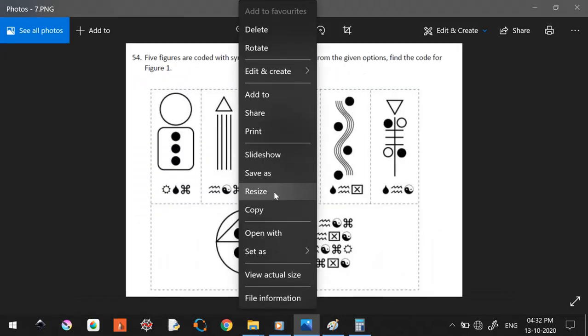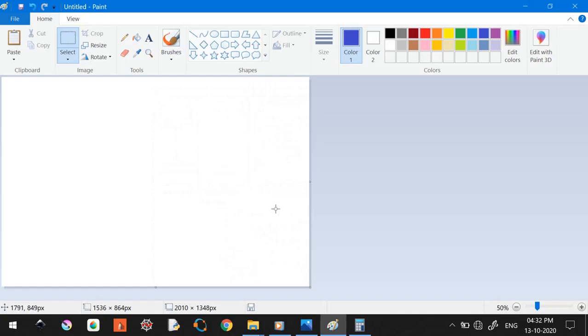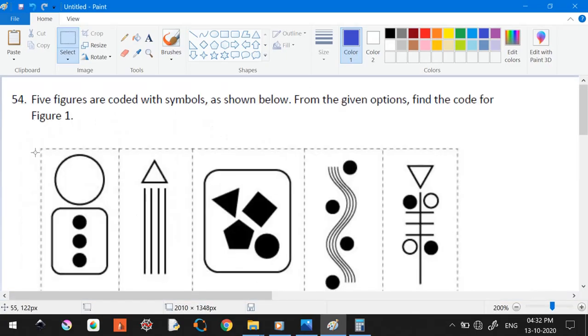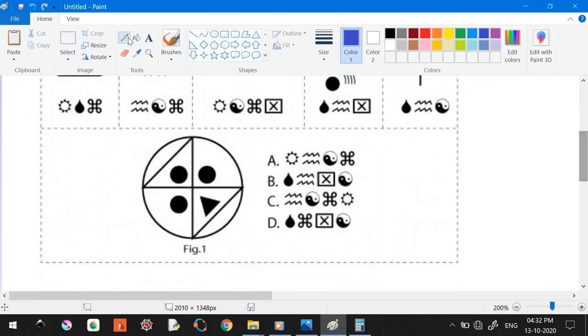Okay, kind of complicated it looks, but let's see if it is complicated or not. Five figures are coded with symbols as shown below. From the given options, find the code for figure 1. Right, the figure is here, so I need to find which of these 4 codes will represent this particular figure.